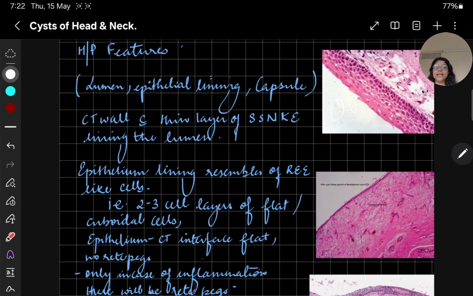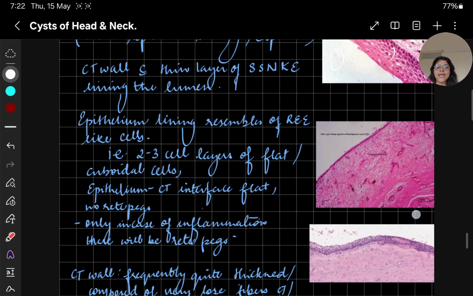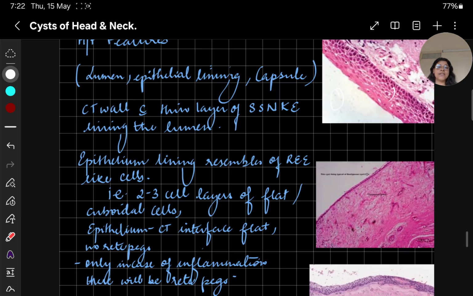The epithelial lining resembles reduced enamel epithelium, like cells. There are 2 to 3 cell layers, flat or cuboidal cells. The epithelium and connective tissue interface is flat. There are no rete pegs, as you can see. There will be rete pegs only if it's infected. Okay.